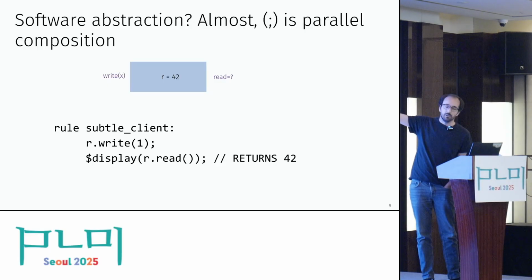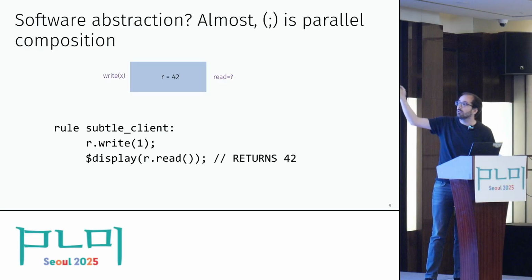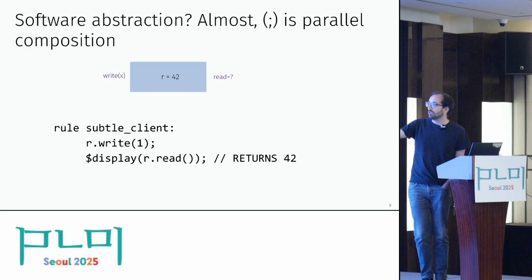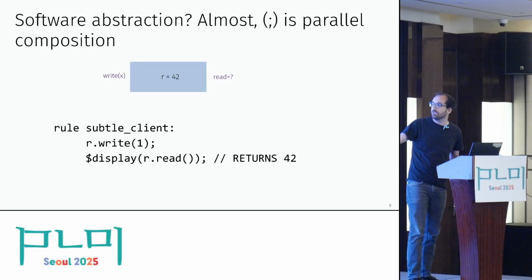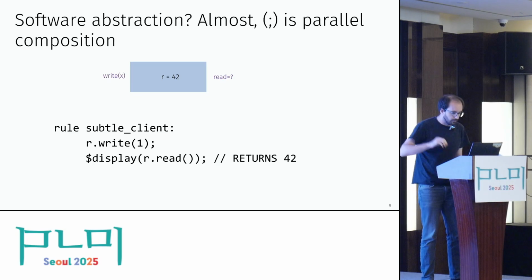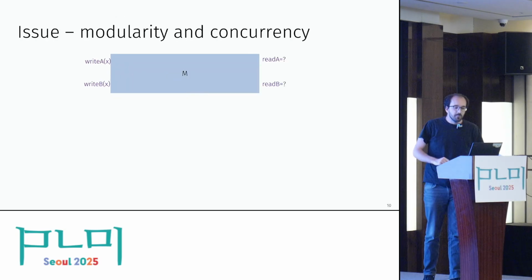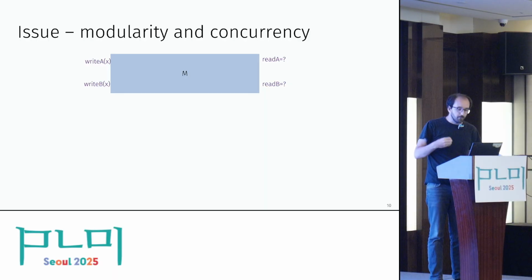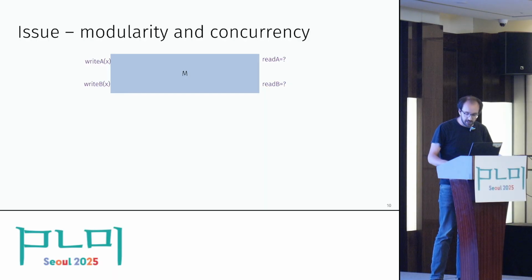So the semicolon, you can think of it as parallel composition instead of sequential composition. So when you describe a rule, you are simultaneously doing all the actions that you are calling onto the submodules. So here, read happens before write. This very simple issue creates a problem when you try to characterize a module in isolation.